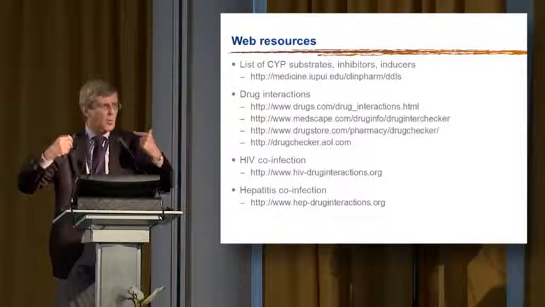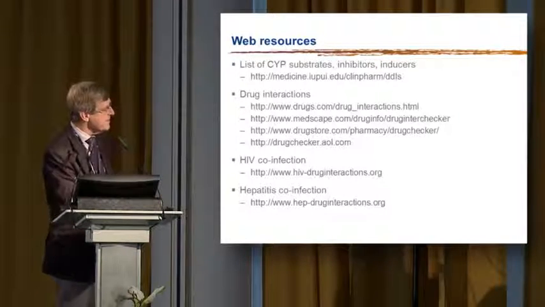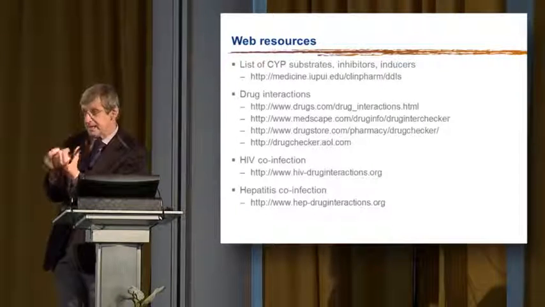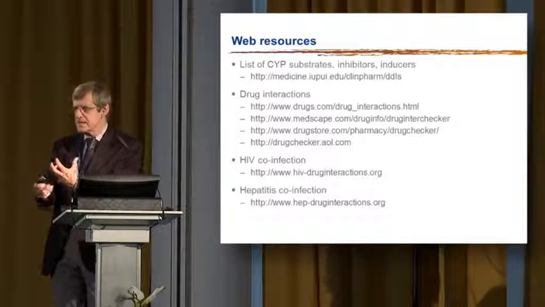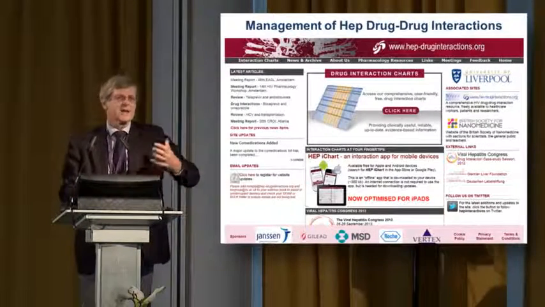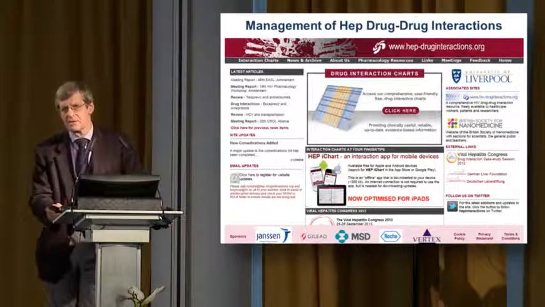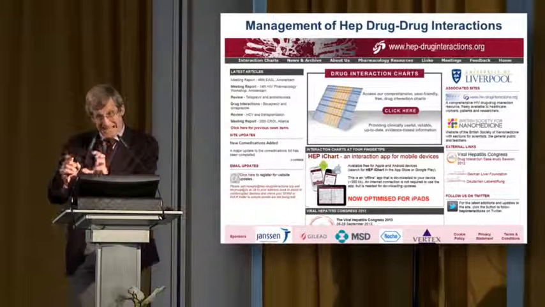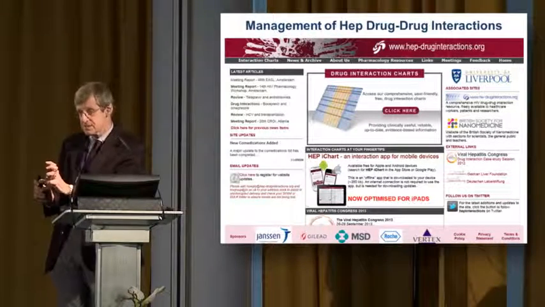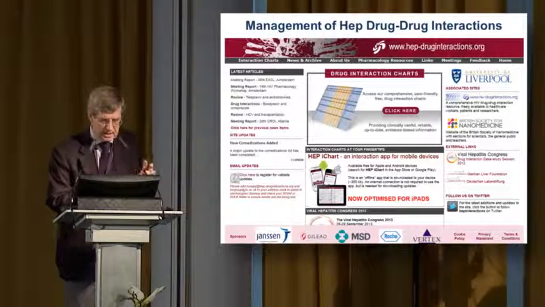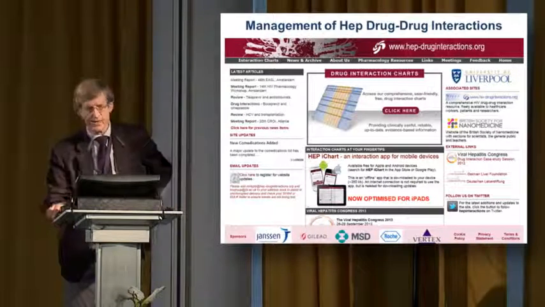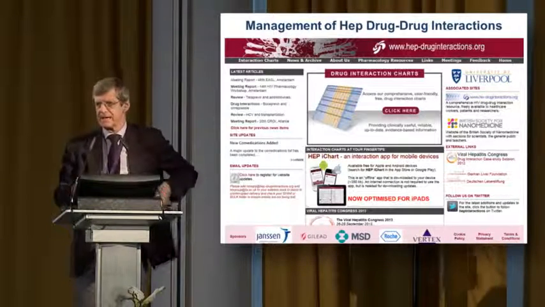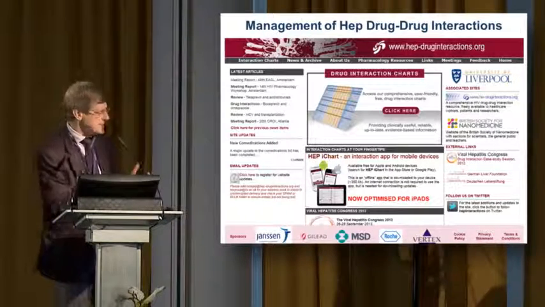And therefore we need some web resources, and there are a number of very good web resources that we can highlight and begin to use in order to manage these interactions. I'm just going to highlight the one that we run from our centre in Liverpool, in the UK. This is called HEP Drug Interactions, which is a database of all co-medications listed with, at this stage, telaprevir and boceprevir. You can get it on your iPhone or your iPad or your Android, all free to download. And it gives you the information around these drug interactions.